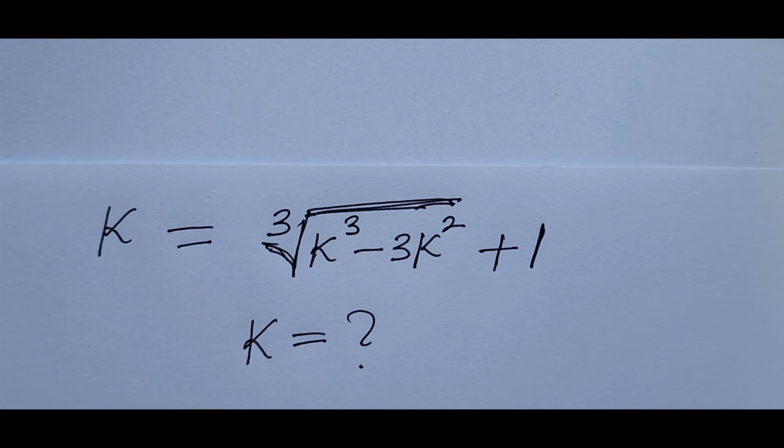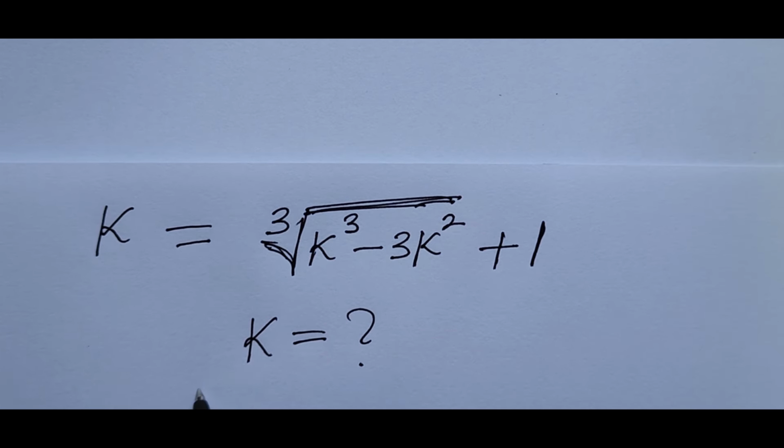We have this radical equation before us here. The question is: k equals the cube root of k to the power of 3 minus 3k to the power of 2 plus 1. What is the value of k that will satisfy this equation? This is a very simple equation, right? So first here, let's take our solution.